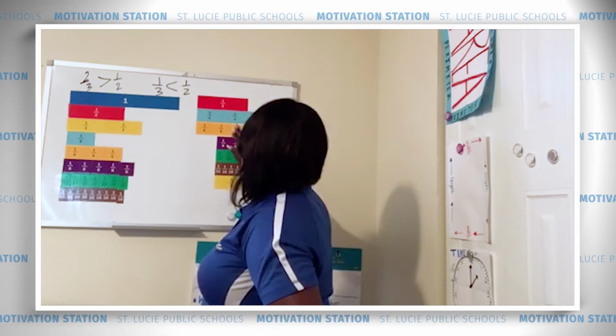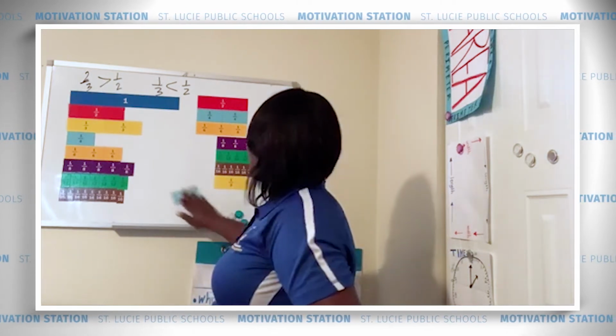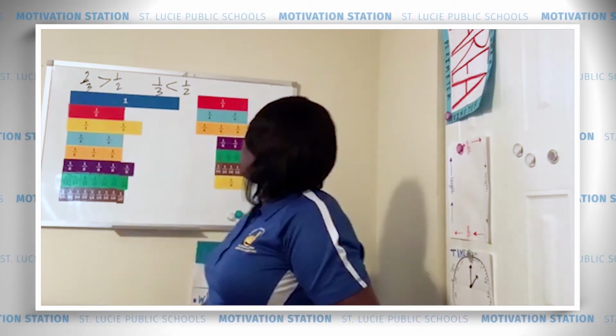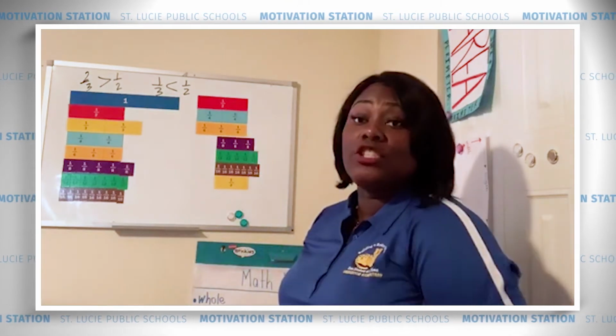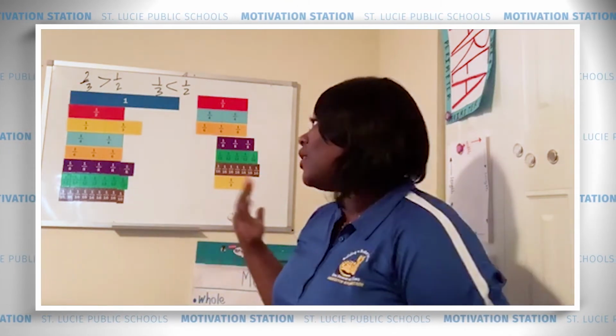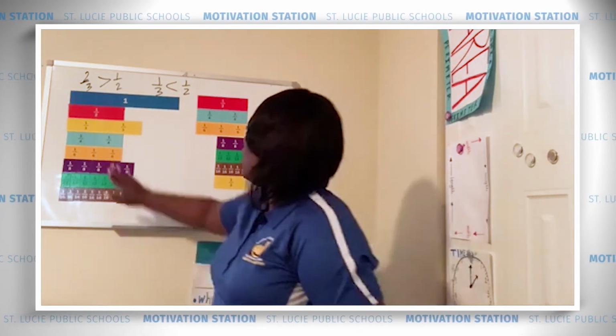I know that 3/6 is equivalent to half. Just 3 of them. I know if I don't have 3, I don't have enough to make the size of half. I'd actually have less than half.